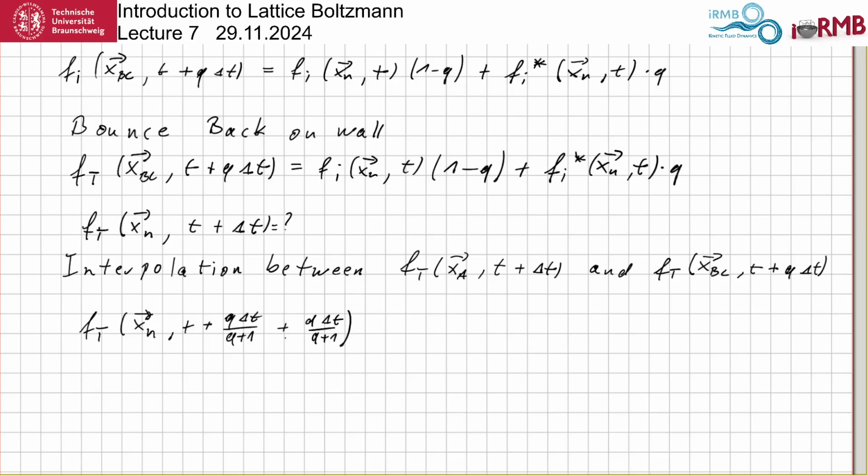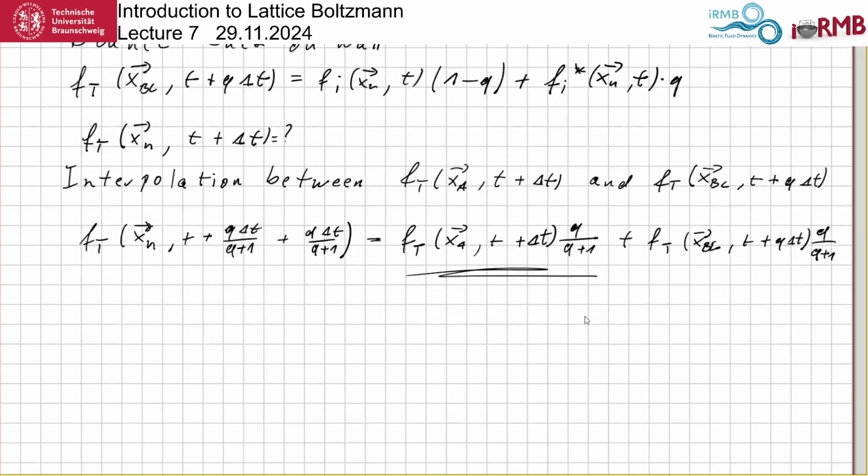So this is where the time is going. This is x_a, the one on the left in this picture, at t plus delta t, next time step, times q divided by q plus 1, plus f minus i at x_bc, at t plus q delta t, and also this q by q plus 1. So because, okay, BC.